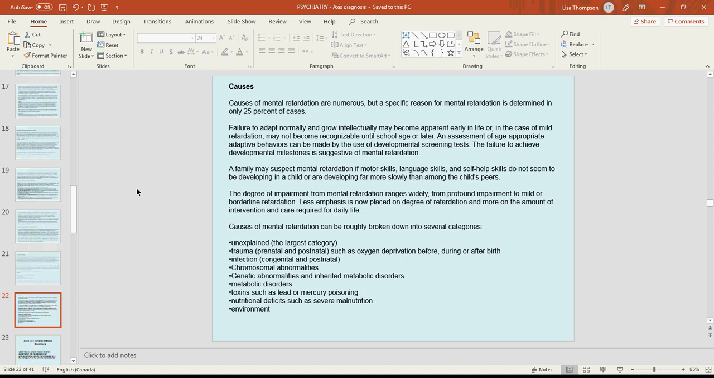Unexplained, that's the largest category. Trauma, prenatal and postnatal, such as oxygen deprivation before, during, or after birth. Infection, congenital and postnatal. Chromosomal abnormalities, genetic abnormalities, and inherited metabolic disorders. And just the metabolic disorders. Toxins such as lead or mercury poisoning. Nutritional deficits such as severe malnutrition and environment.